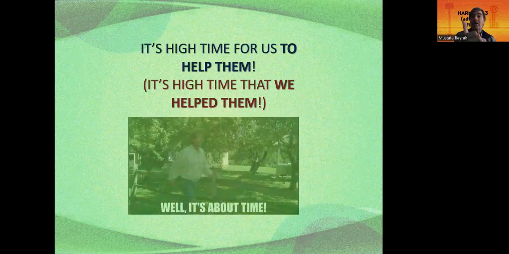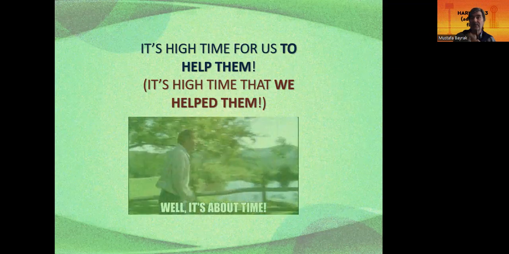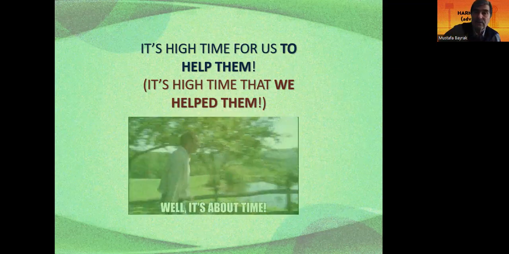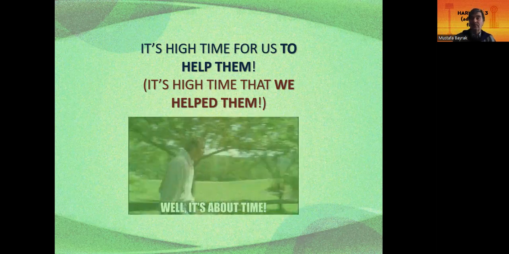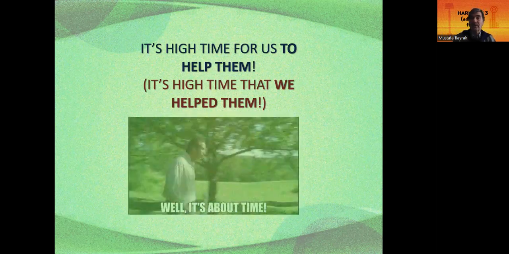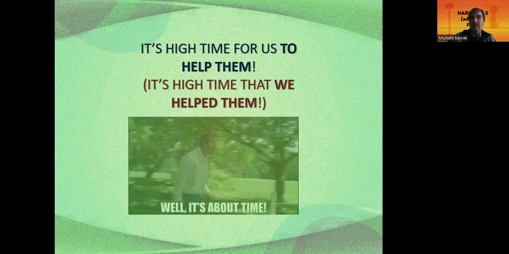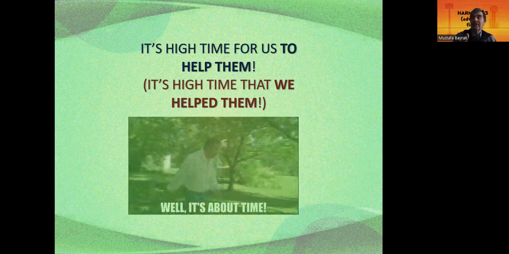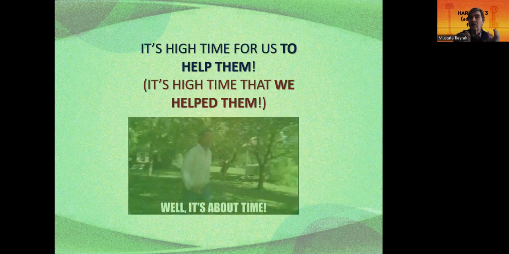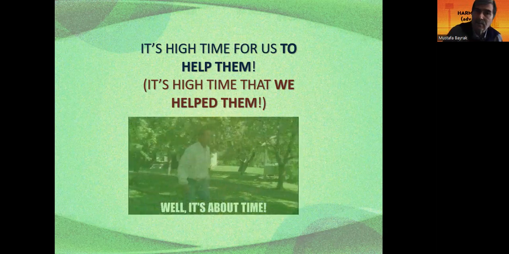It's high time for us to help them. And this is the second form, the red one. It's high time that we help them. Did you see the difference and the changes here? It's high time that we help them: there is "we," and "help" is in the simple past tense, although it is about the present and future, okay? It's high time that we helped them.